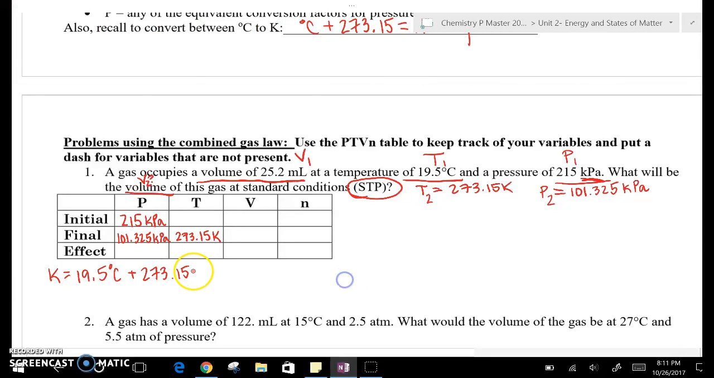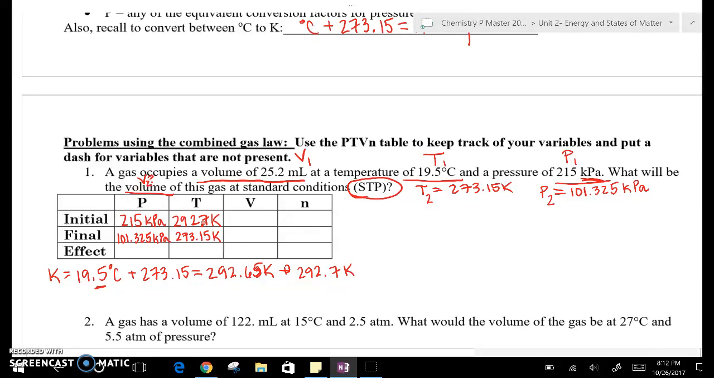Okay, when we do that with just some quick math, that's going to be 292.65 Kelvin. But you should still consider sig figs. So since this is our least decimal place, this would be 292.7 Kelvin. That's the number that we're going to write in up here on our temperature. So 292.7 K. Make that clear.